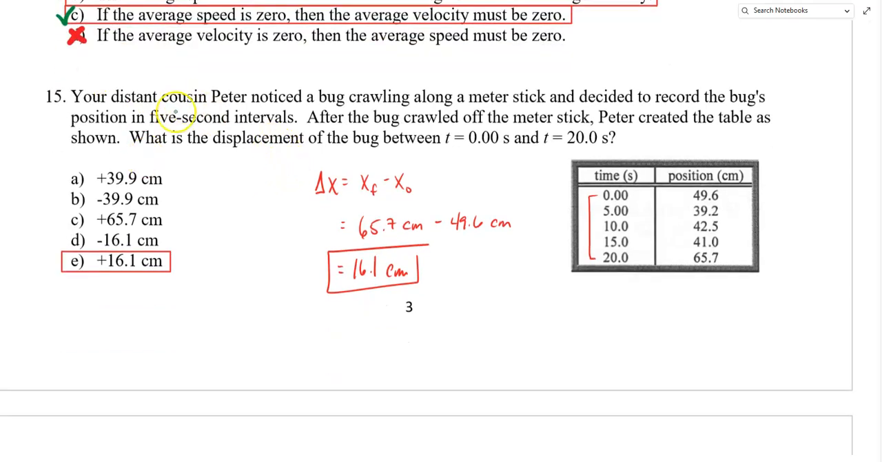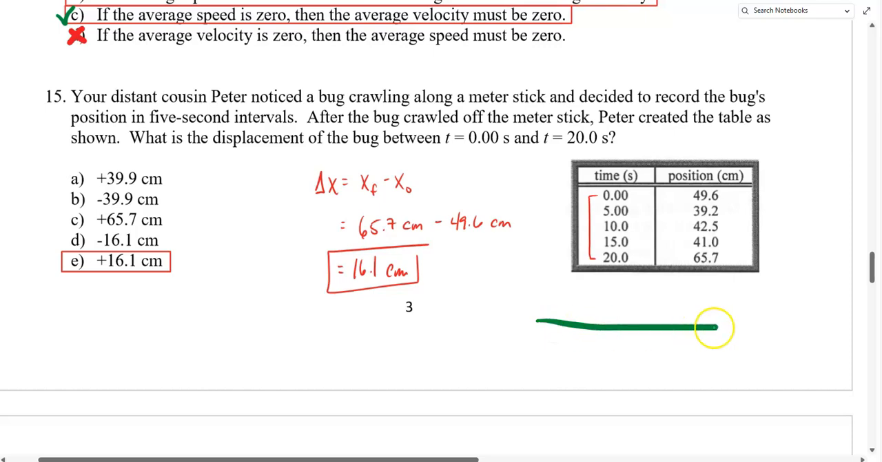And so our final question that I want to talk about in this video is number 15. You've got a friend, or a cousin, I should say, named Peter, noticing a bug crawling along a meter stick. And like any good scientist, Peter noted some observations every 5 seconds. So while looking at the meter stick, he noticed that the bug was at position 49.6 at the beginning, moved down to 39.2 after 5 seconds, back up to 42.5, down to 41, and then up to 65.7.